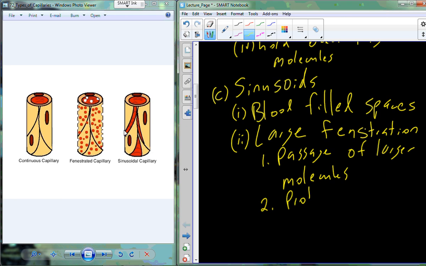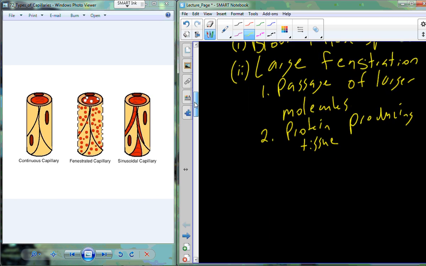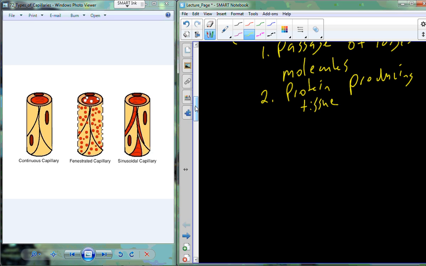So you should be thinking on the order of things like proteins. You should expect to find this type of capillary wherever we're producing proteins and need to move proteins into the bloodstream. Protein-producing tissue is one of the big ones we have in human anatomy, and that's going to be the liver. So you would find the sinusoidal capillaries in places like the liver that's producing lots of proteins. Most of our albumins and globulins are being produced in the liver and can be deposited into the bloodstream through this type of capillary.